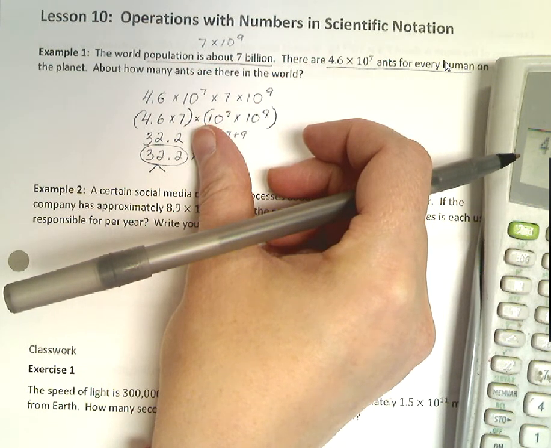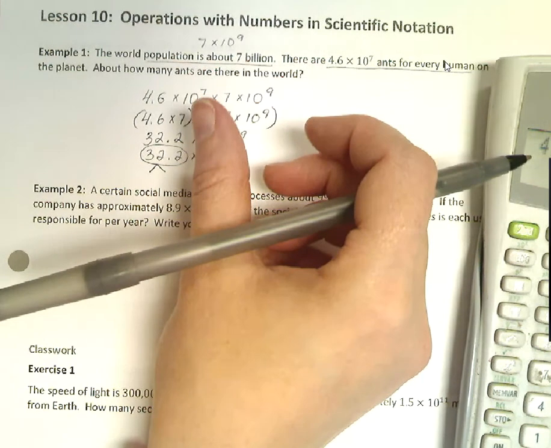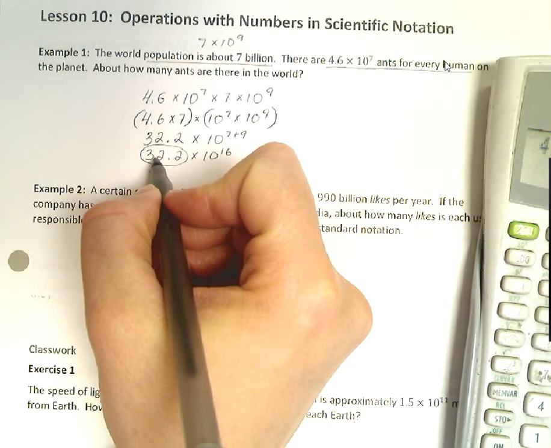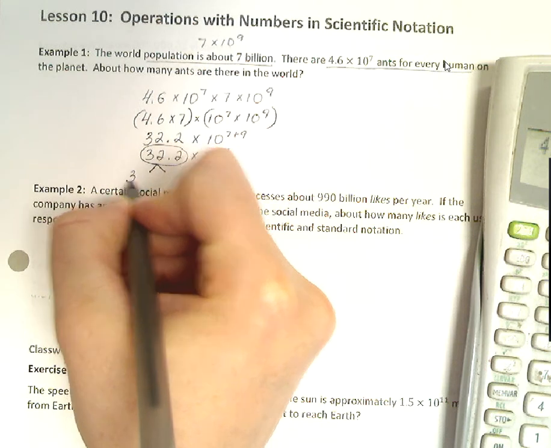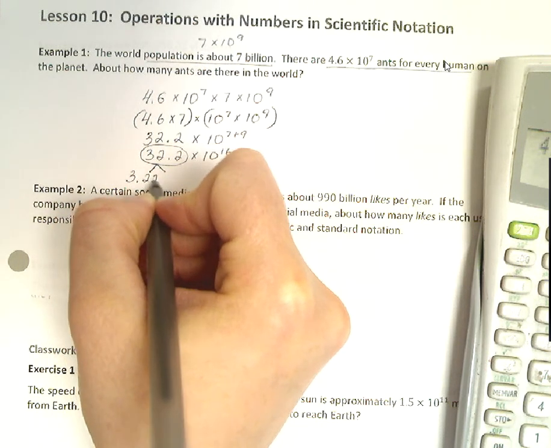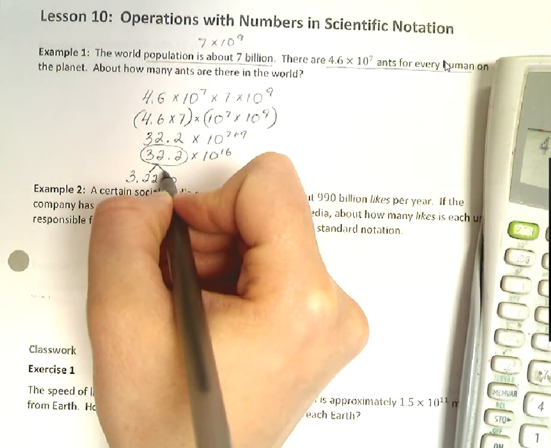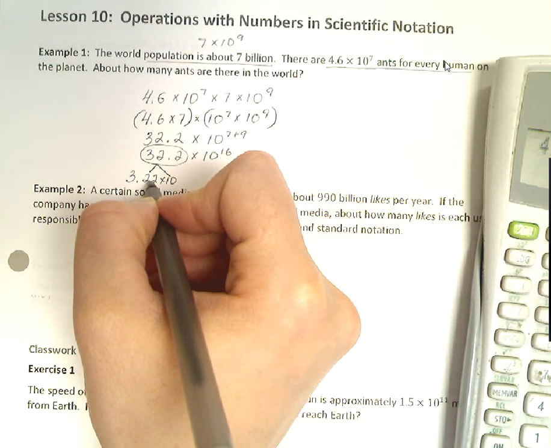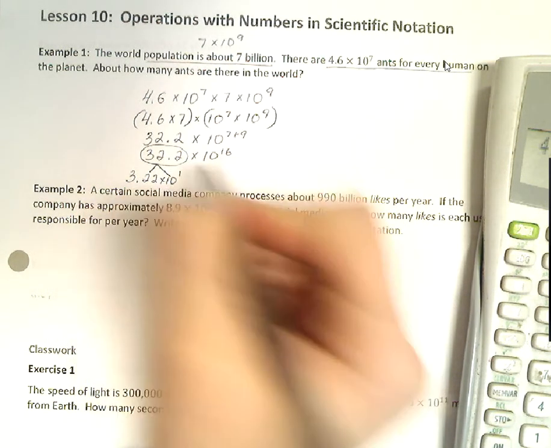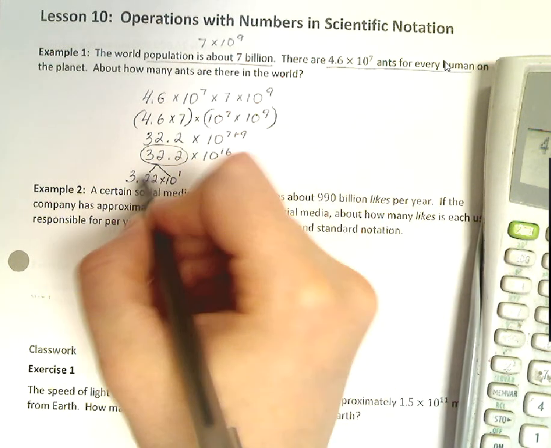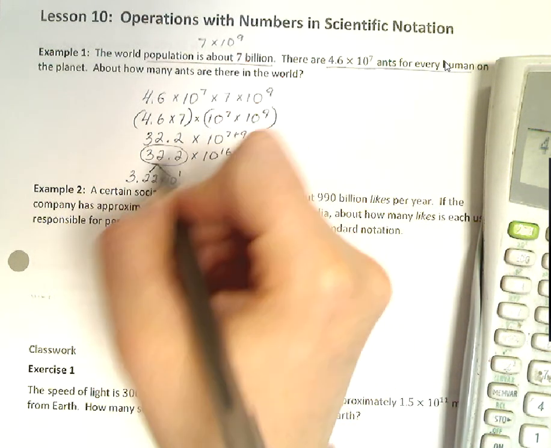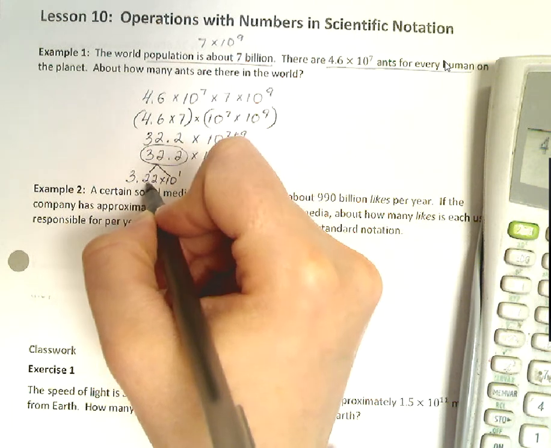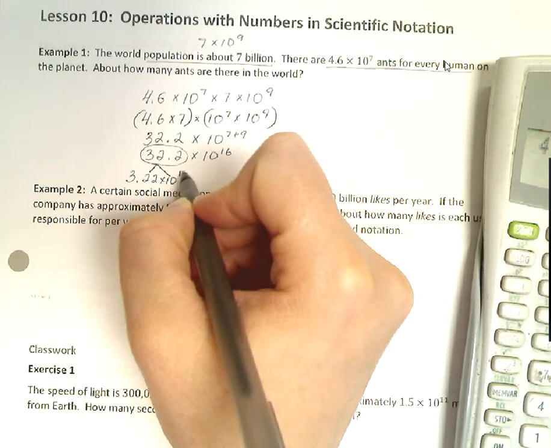I'm looking at 32.2. Where should I move my decimal? My decimal should be in between 3 and 2. So I will have 3.22 times 10. To what power do I need to multiply 10 to move my decimal back? It's to the first power. So now I have changed this number into scientific notation, 3 and 22 hundredths times 10 to the first.